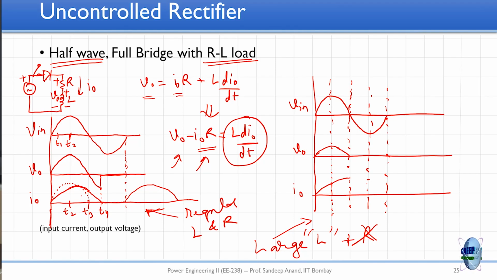When the voltage becomes 0, that is the point when di by dt becomes 0, so you hit the top. There is inductor current, you cannot suddenly stop the diode now, we have seen the reason for that. So the output voltage will continue to fall, and the current will continue to fall now because the output voltage is negative, so di by dt is negative. And the question is, when will this output current become equal to 0?